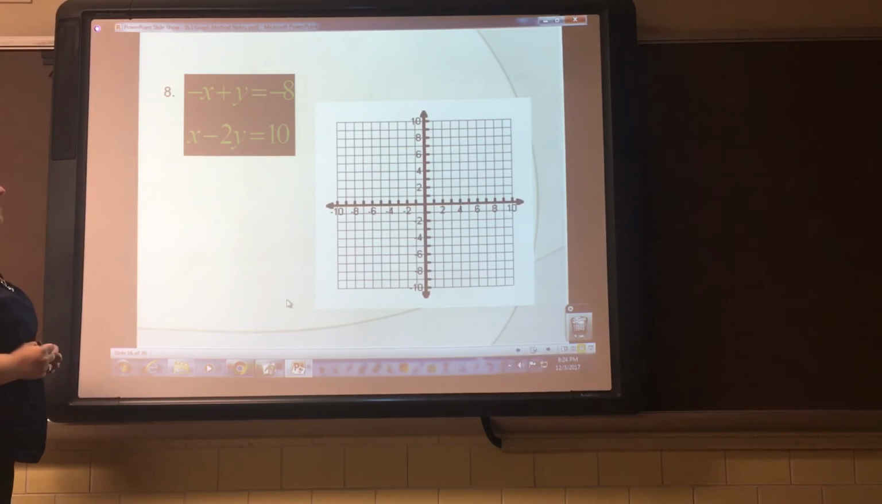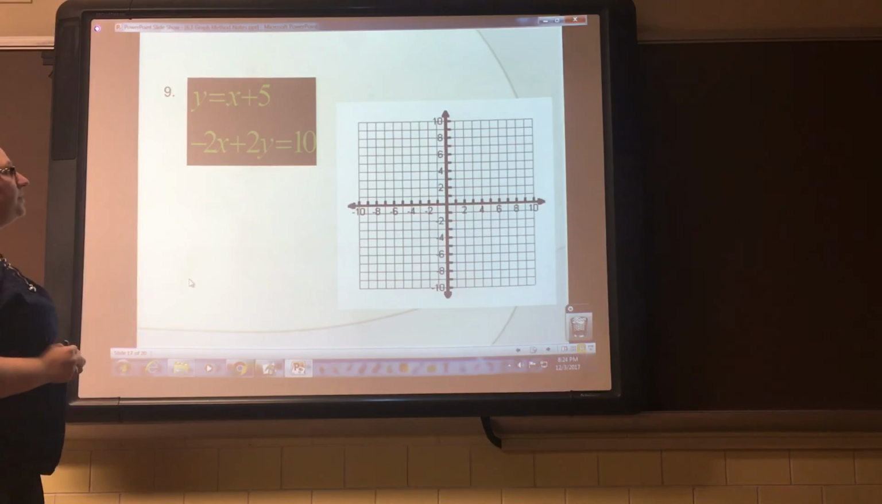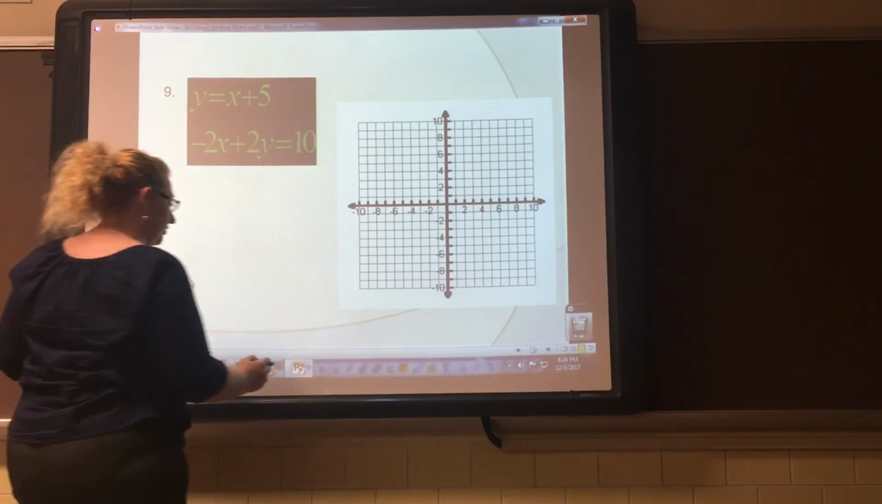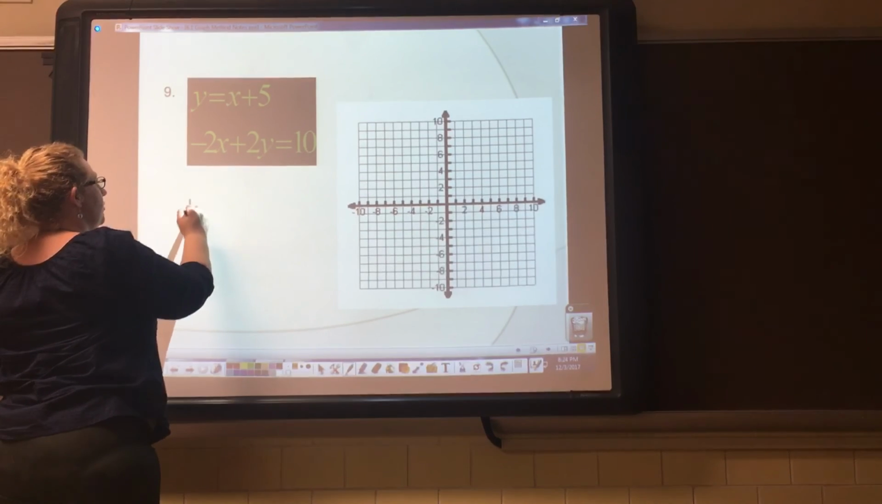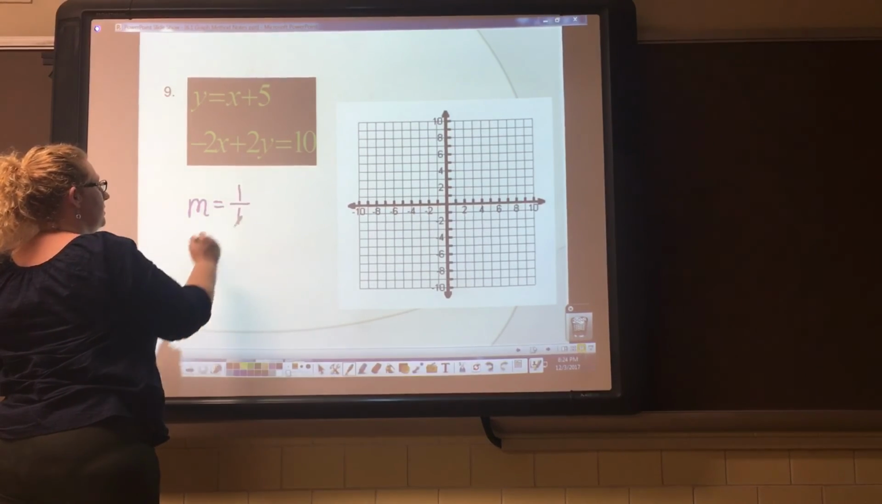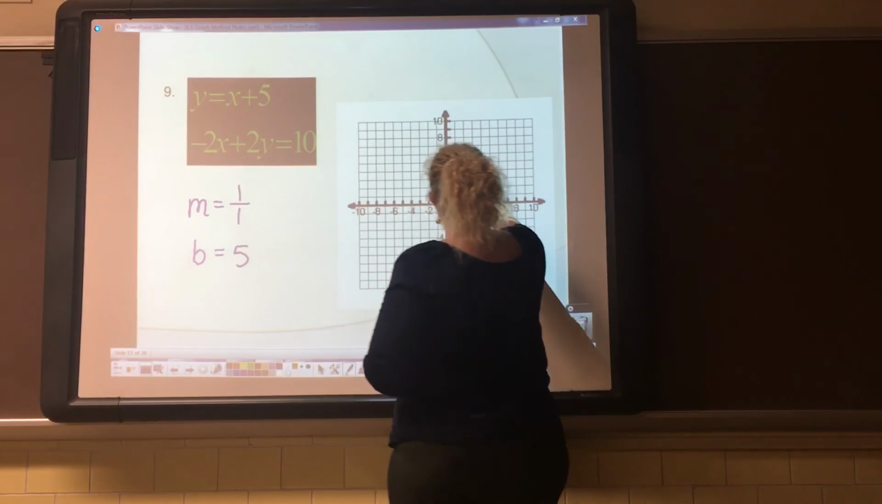Alrighty, we're going to go ahead and skip number 8. If you'd like to come back to it for extra practice, that is totally okay. And we're going to go ahead and finish off our time together by looking at example number 9. So for example number 9, you have y equals x plus 5. We can find the slope, which is 1 over 1, and our y-intercept is 5. So we're going to go ahead and graph that.